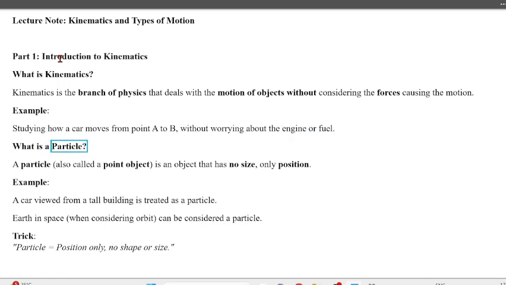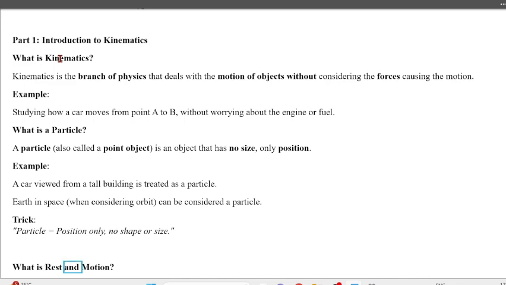What is a particle? A particle, also called a point object, is an object that has no size, only position. Example: a car viewed from a tall building is treated as a particle. Earth in space, when considering orbit, can be considered a particle. Trick: particle is equal to position only, no shape or size.